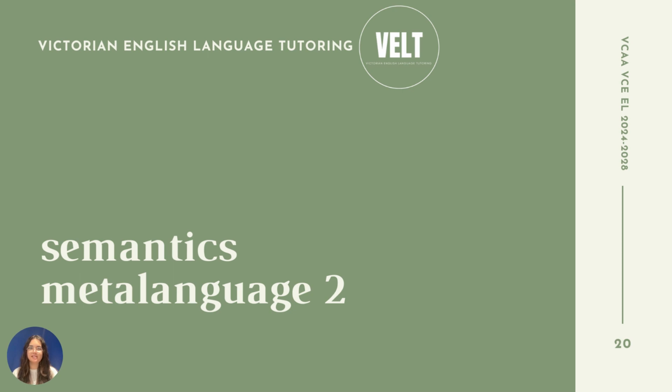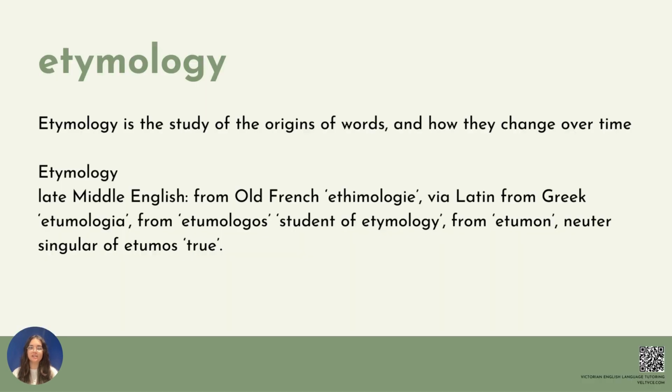Today is Semantics 2, so we're just finishing off the metalanguage in semantics that we haven't been able to get through so far, so it shouldn't take too long. Let's get going. Our first term is etymology. Etymology is the study of the origins of words and how they change over time.